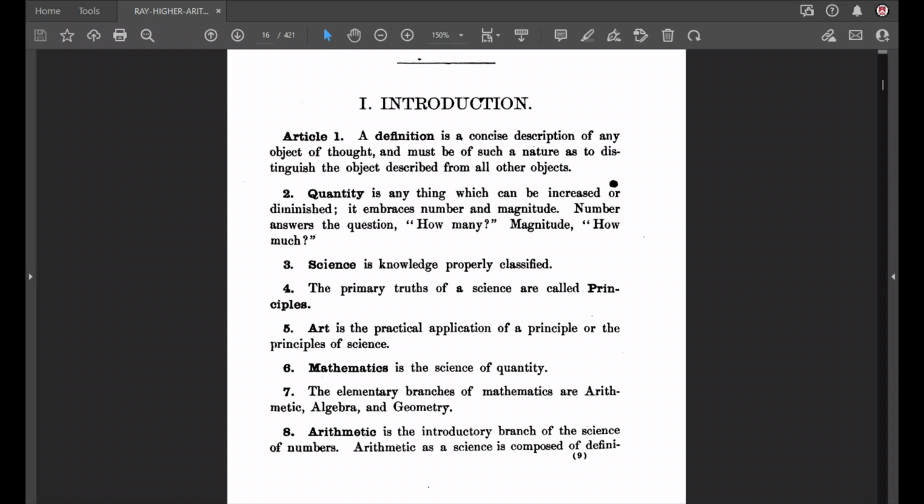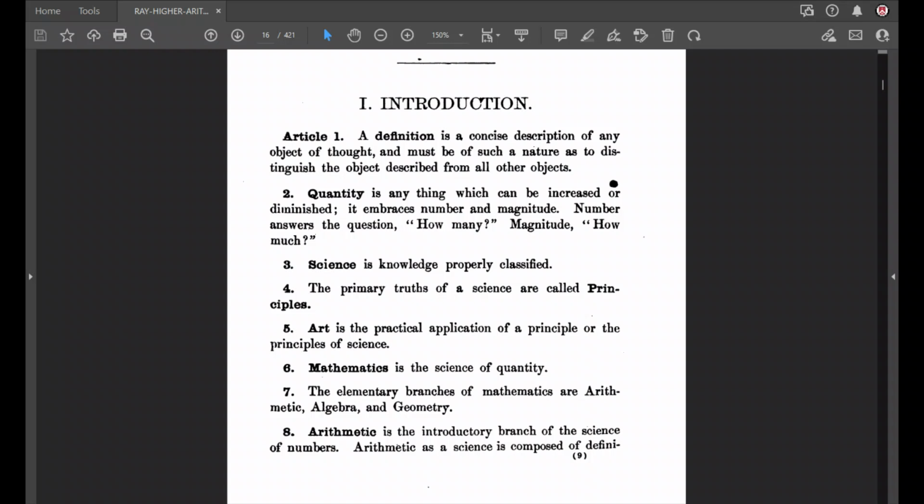We looked at the definition of a definition. We talked about what quantity is. We talked about multitude and magnitude. We talked about science and the principles of a science, which are the primary truths: the first, the simplest, the most basic truths of a science. The reason that's important is that what it means to be wise is to know the principles of a science, because the principles are the cause of the whole science.